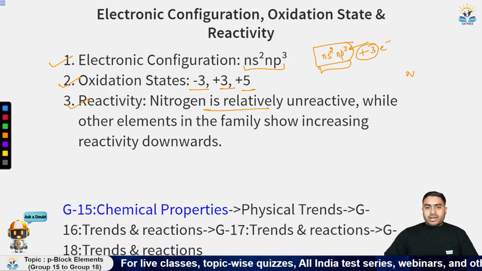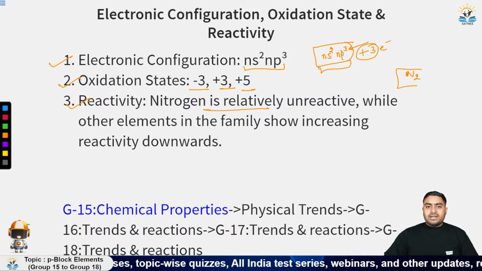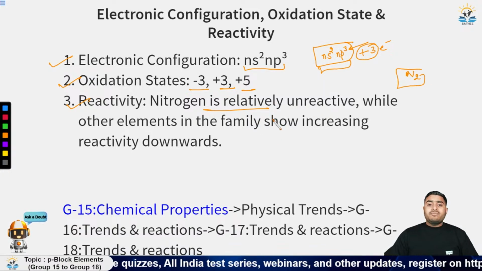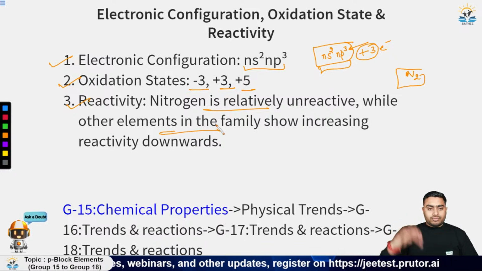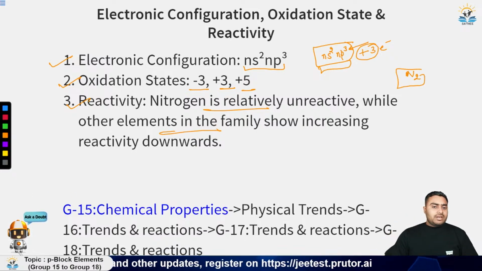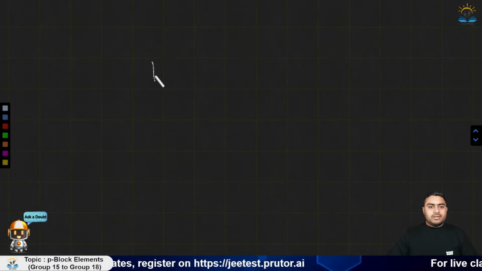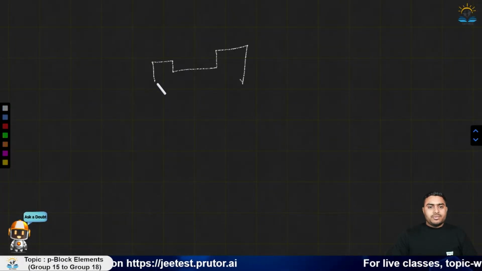N2 gas is unreactive, right? Similarly, nitrogen is relatively unreactive, while other elements in the family show increasing reactivity downwards. If you are moving in the periodic table, you can see this is the periodic table.